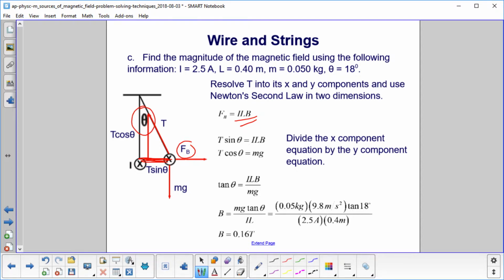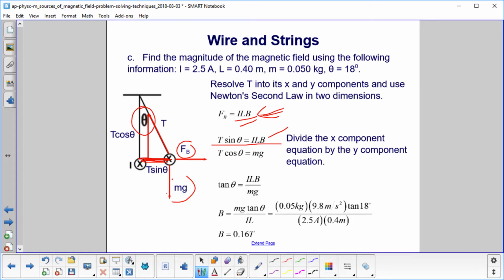The vector cross product works out to this for a magnitude. So you have T sine theta is ILB, then you look in the y direction, T cosine theta equals mg. I wrote it like this on purpose, because whenever you have two equations, one has sine, one has cosine, that's just asking you to divide them. Okay, so you divide those two equations. You've got simultaneous equations. You're allowed to do that.